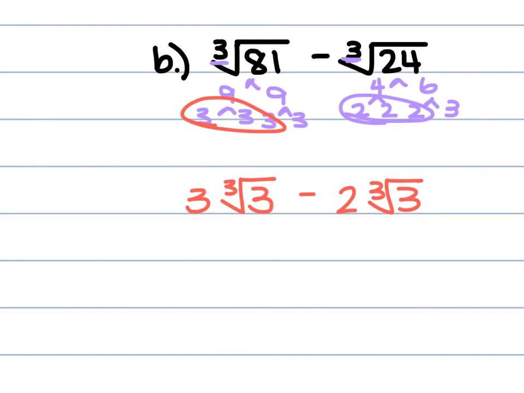Our radicals are the same. They are both the cube root of 3. So we're going to do 3 minus 2, which is 1 cube root of 3, which is just the cube root of 3.